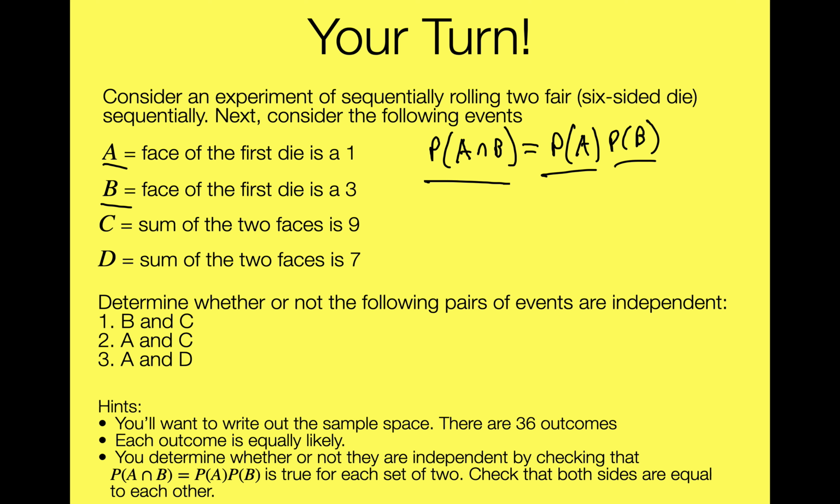Then for each individual part, B and C, go through there. How many ways can I roll two dice and the face of that first die is a 3? Do that. Sum of two dice is 9. Do that. Then multiply those probabilities together, see if they equal the probability of the intersection. Okay, and then do that for all three. All right, so that's the end of Chapter 2. That's the end of Section 2.5 and the end of this video.